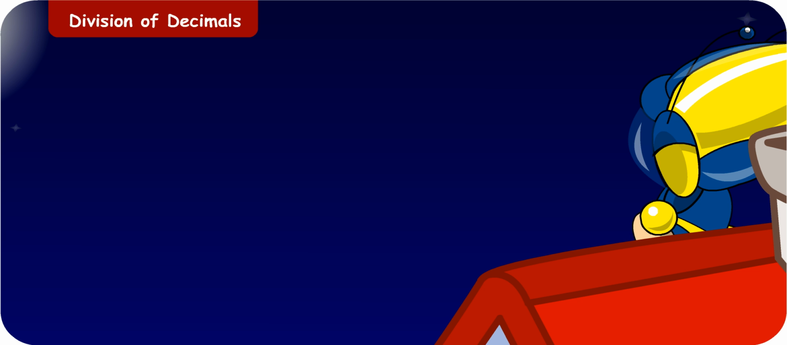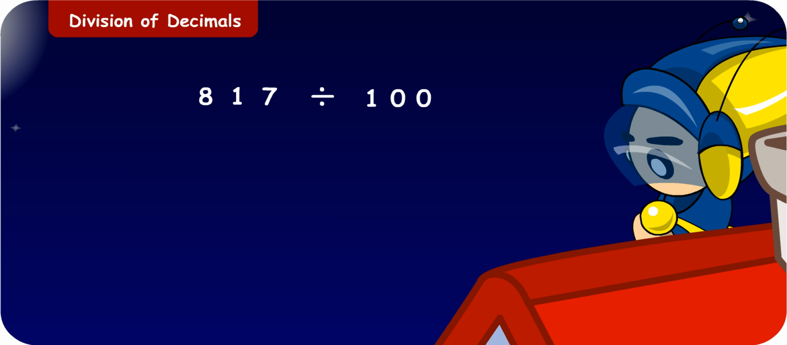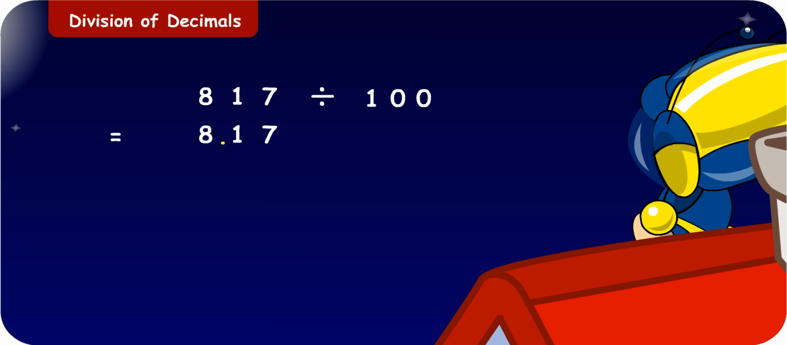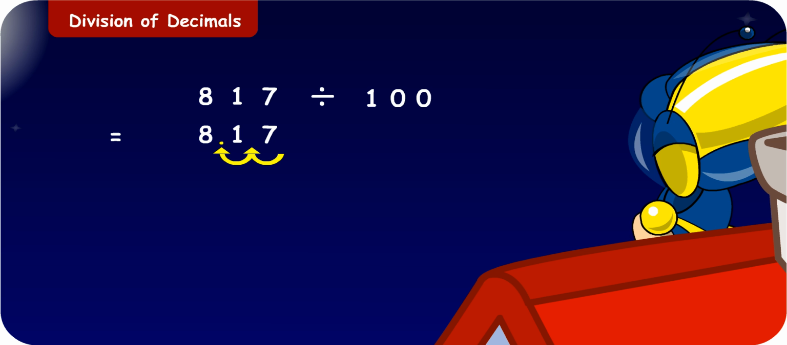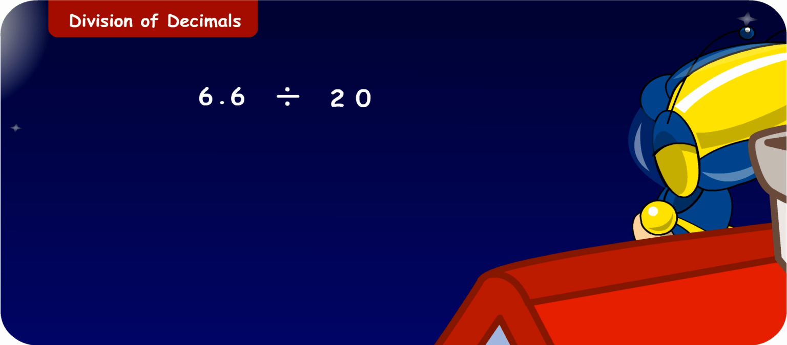What is 817 divided by 100? 817 divided by 100 equals 8.17. We know that 817 is a whole number, so the decimal point is behind the digit 7. To divide a decimal by 100, we move the decimal point 2 places to the left. Well done, Turbo Boy. Now what do you think happens when we divide 6.6 by 20?